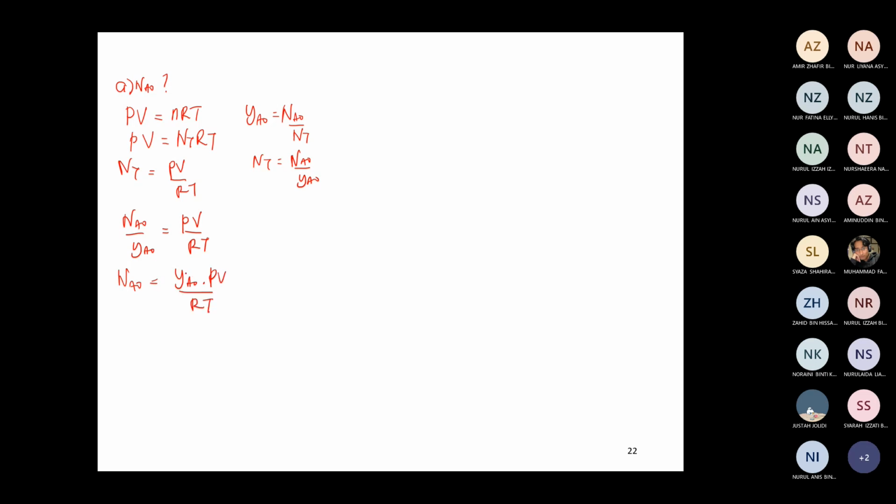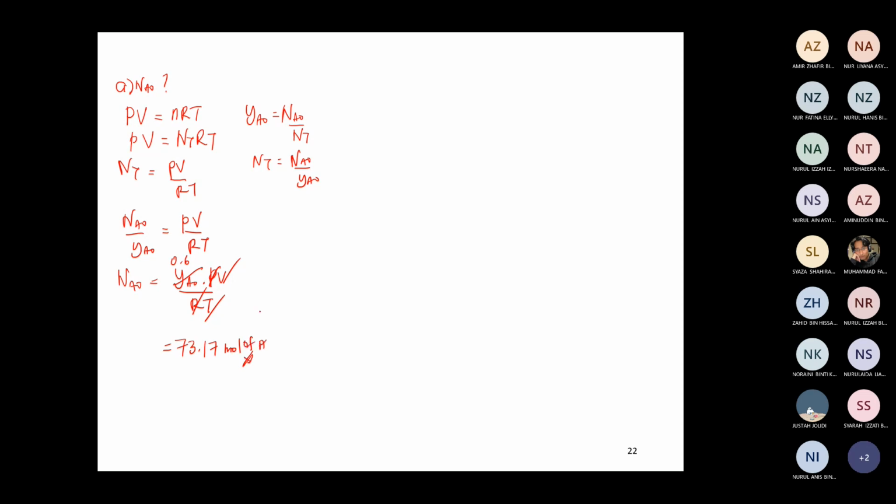So just masukkan, this is 0.6, P tu berapa tak ingat lah, and then V pun dah diberi, R pun diberi, T pun dah diberi. So you kena dapat the answer should be 73.17 mole. So this is the value of A.